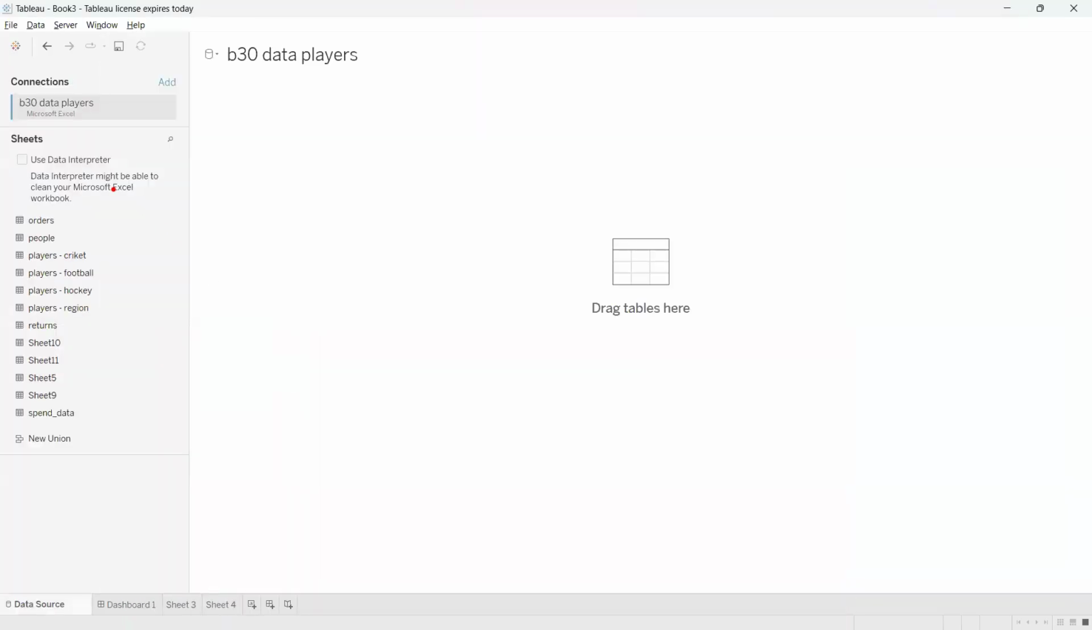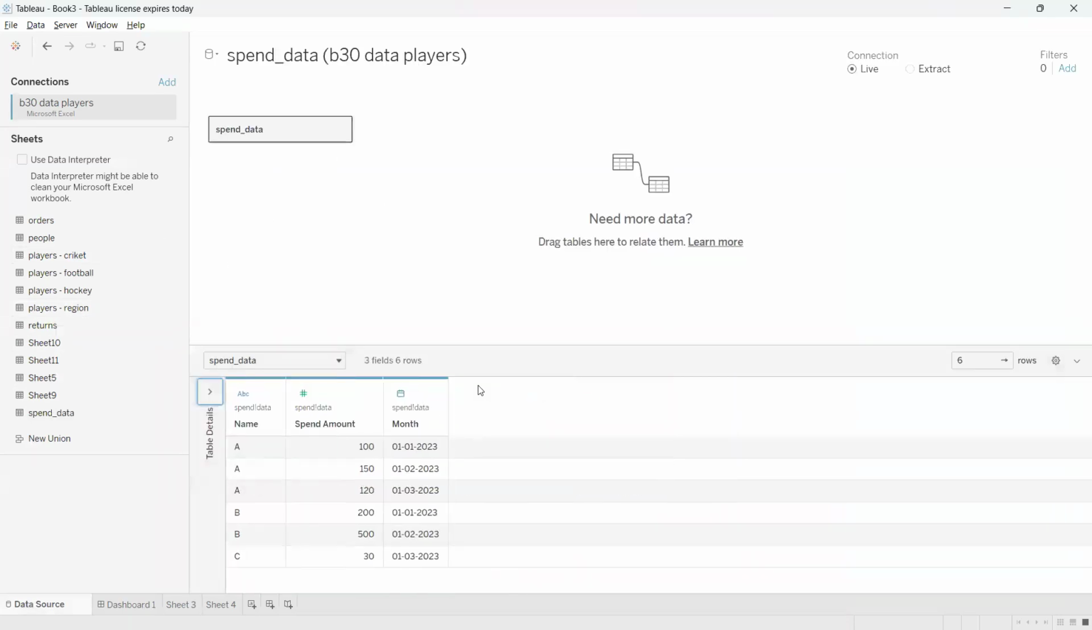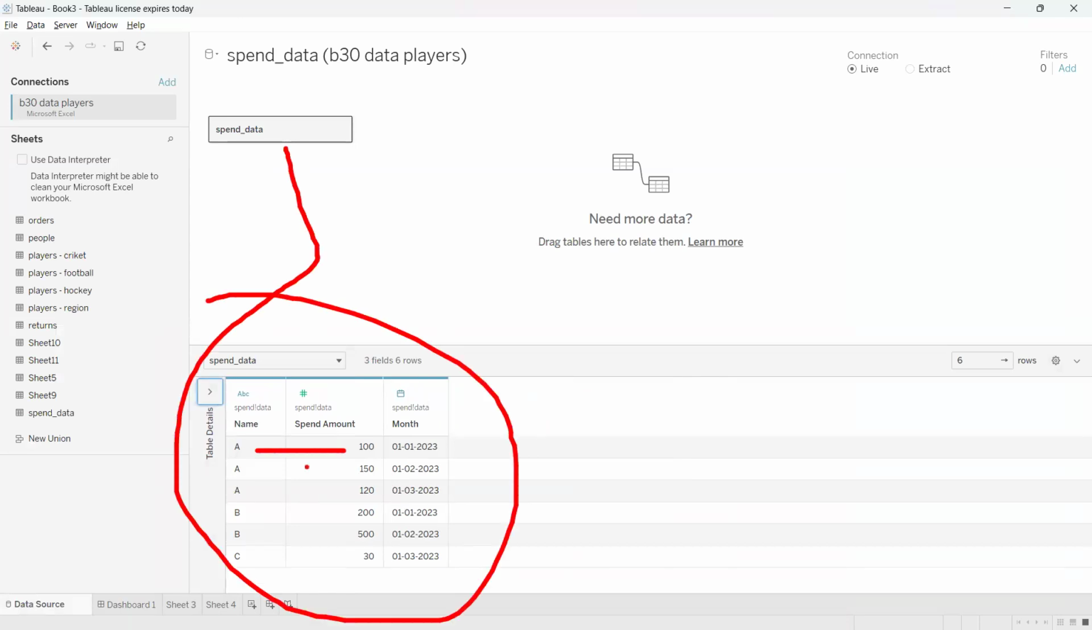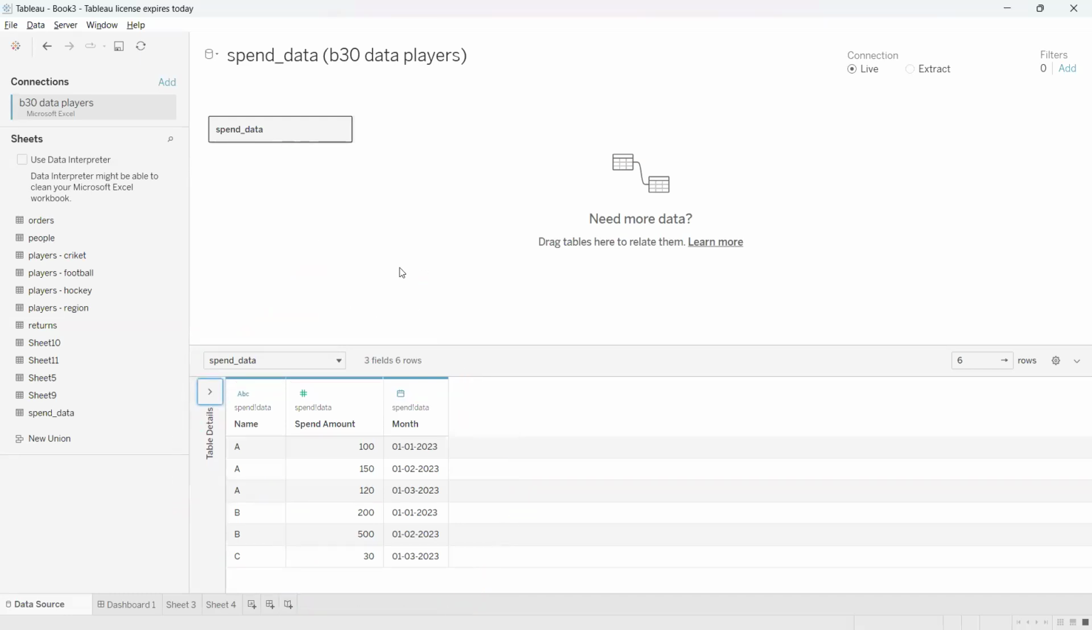Okay. Once I connect to this data, I have so many sheets in this Excel file, but we want to analyze the data in the spend data analysis, spend data sheet. So simply drag that sheet here. When I drag that sheet here, I can see all the row level data. Person A is repeating in three rows, B is repeating in two rows. Whatever data we have in the Excel, I can see the same data here also.